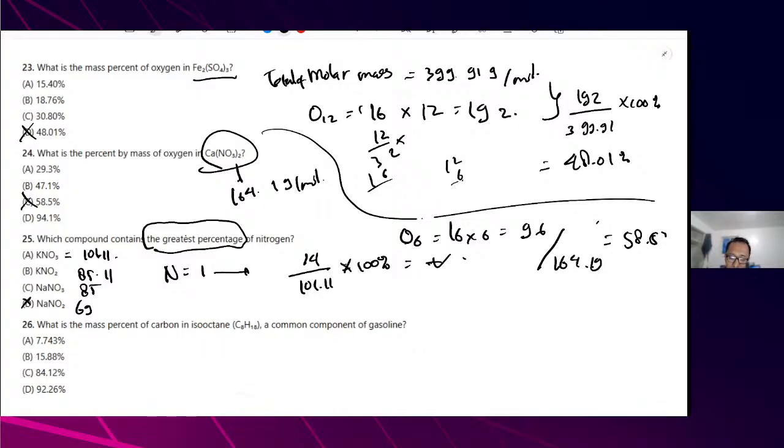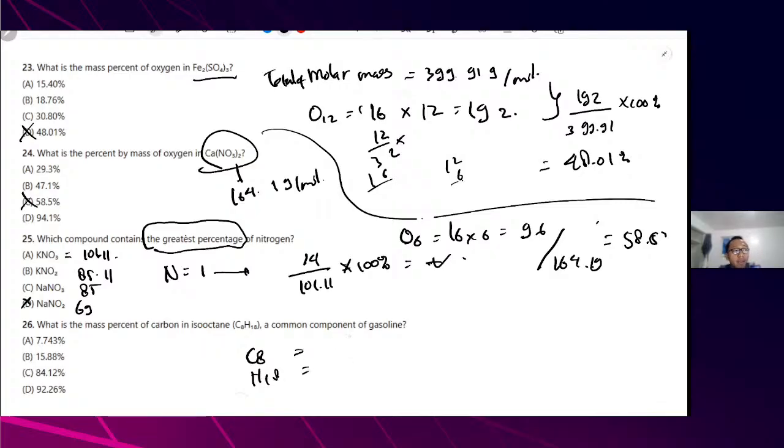Now let's roll on to the next question. What is the mass percent of carbon in isooctane, a common component of gasoline? We can take a look at this part. So we need to look at it one by one. C, and then H.